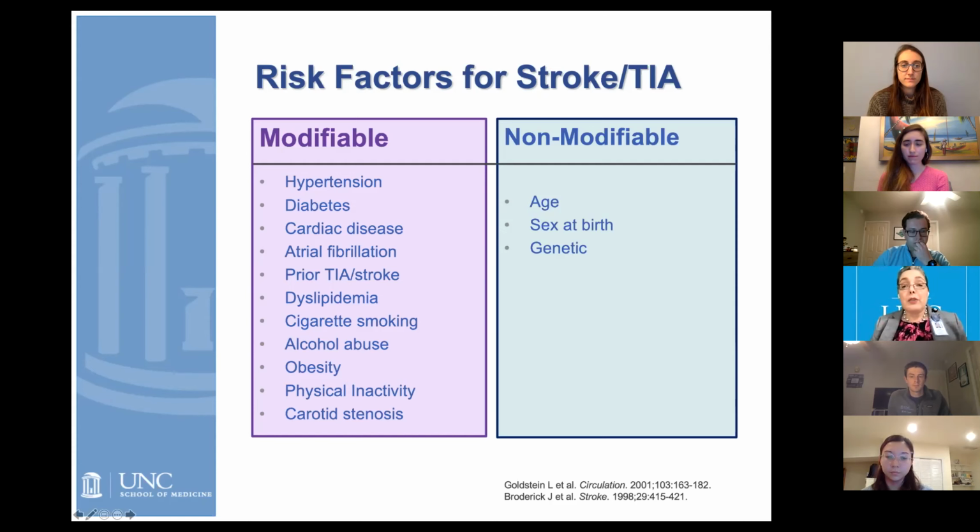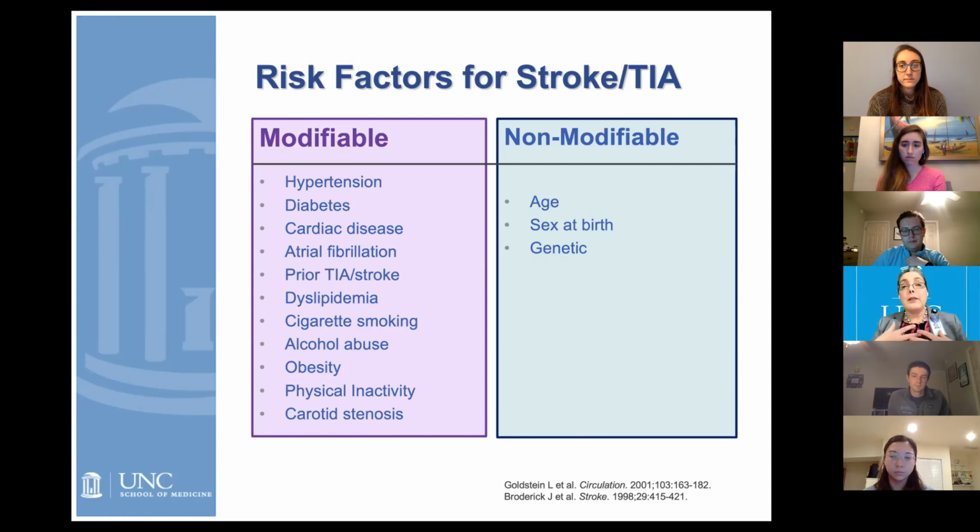The things we can change is where we need to focus. I can't emphasize this enough: high blood pressure, oh my goodness, diabetes, heart disease, atrial fibrillation, whether you've had a stroke before or not, dyslipidemia, any kind of lipid abnormalities, using a lot of tobacco for whatever reason, trouble with alcohol, obesity, which is defined as a baseline BMI higher than 30, physical inactivity and carotid stenosis. These we can fix. I'm going to give you a little exercise in a moment, but I would just emphasize that the elements on the left-hand side are a much longer table of things we can fix.